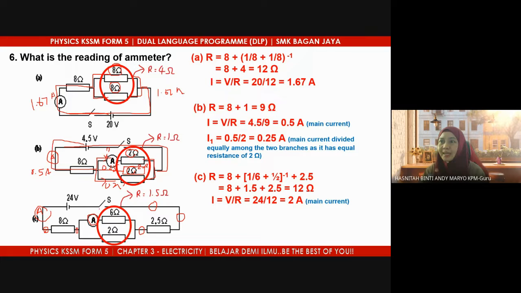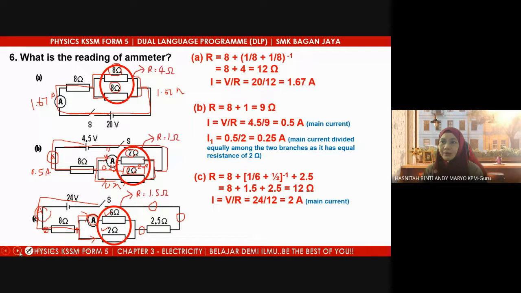So what do we understand? This 2 ampere flows through the 8 ohm resistor, and once it reaches the branches, it will be divided into the 6 ohm and 2 ohm unequally. From the 2 ampere, does more current flow to the 6 ohm or to the 2 ohm resistor? Definitely, more current will go to the 2 ohm resistor because the resistance is smaller, so it is easy to pass through, and less current flows to the 6 ohm resistor.